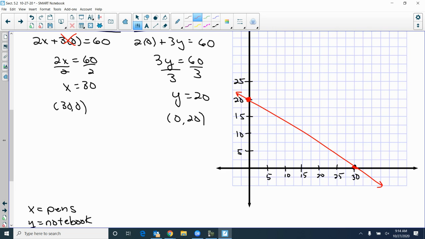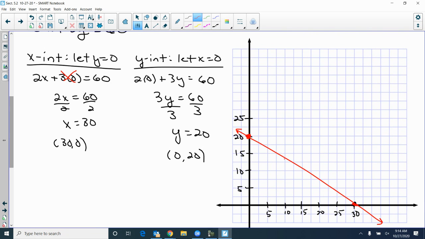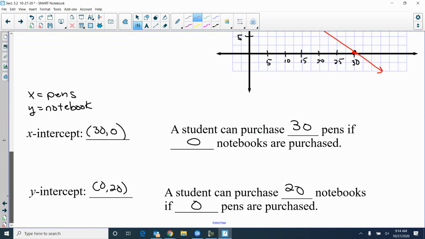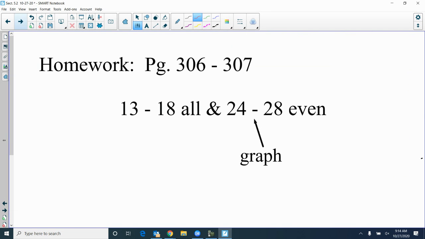Now that line will give you all the different combinations of pens and notebooks you could purchase for $60. You're not just limited to 20 and 0 and 30 and 0. Depending upon where the points fall, if you get 10 notebooks, how many pens could you get, and so forth. All right, so that's that case there. You've got to be able to identify what the x and y intercept means.